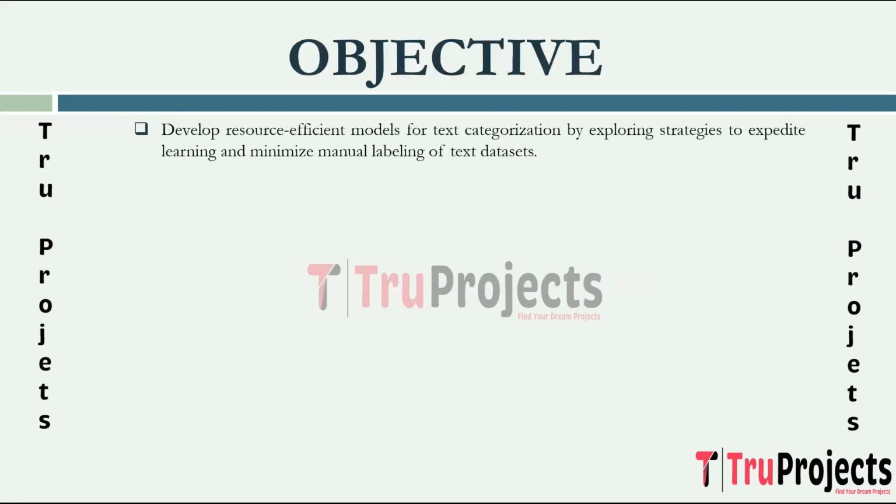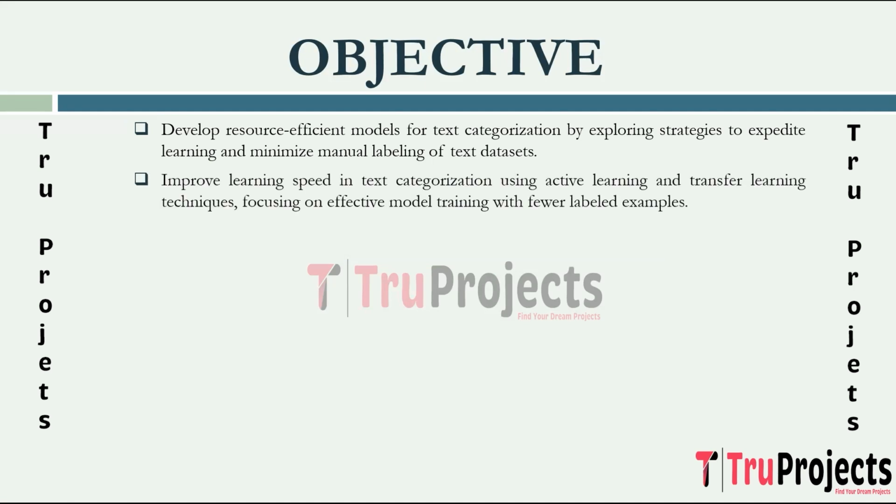Objective of the project. The primary objective of the project is to develop models for text categorization that use resources as efficiently as possible. This involves exploring strategies to expedite the learning process while minimizing the need for extensive hand labeling of text datasets. The project aims to enhance the speed of learning in text categorization tasks by leveraging active learning and transfer learning techniques. The focus is on achieving an effective model for training with substantially fewer labeled examples.